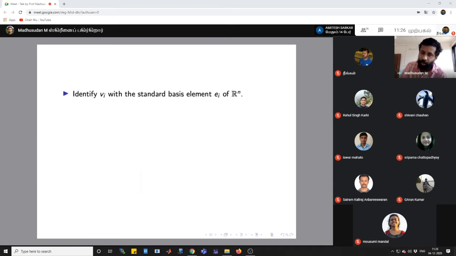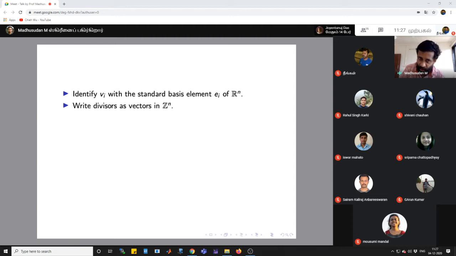So, in order to do that, first let us realize that by identifying these vertices, the ith vertex Vi, we can identify it with the standard basis element Ei of Rn. So all I'm saying is, this vertex Vi, that bracket Vi, you think of it as the standard basis vector Ei, which has zeros on all entries except at the ith entry where it has 1. So what does this give us? Via this identification, you can associate vectors to divisors.